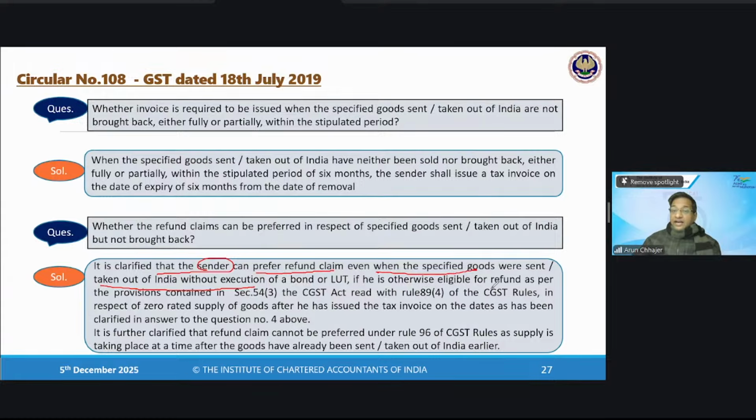So if he is otherwise eligible for the refund as per the relevant provision, which we will discuss in the further classes, then in respect of zero rated supplies, after he has issued the tax invoice as has been clarified in question number 4. It is further clarified that the refund claim cannot be preferred under rule 96 as the supply takes place at the time when goods have already been sent or taken out of India earlier.